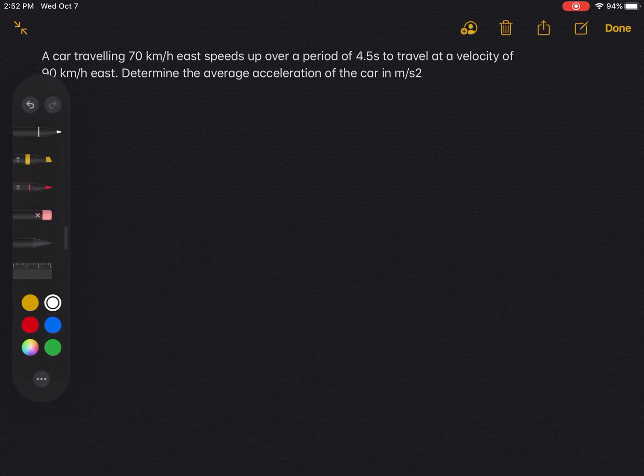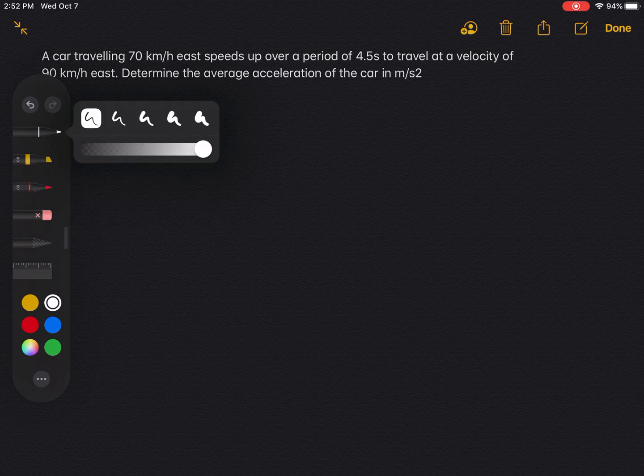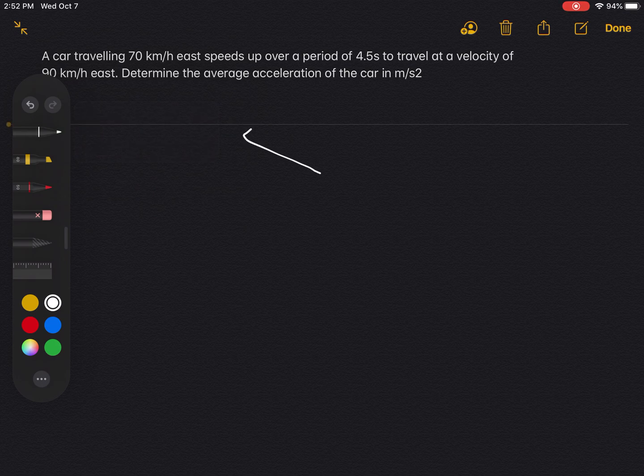All right, so this question says, a car traveling 70 kilometers an hour east speeds up over a period of 4.5 seconds to travel at a velocity of 90 kilometers an hour east. Determine the average acceleration of the car in meters per second squared. Okay, so what we're trying to find out in this question is our average acceleration.